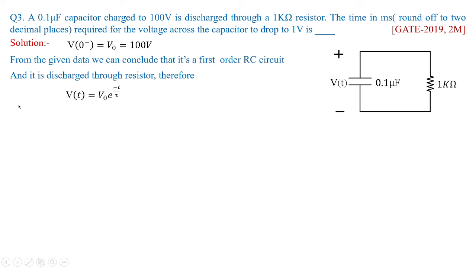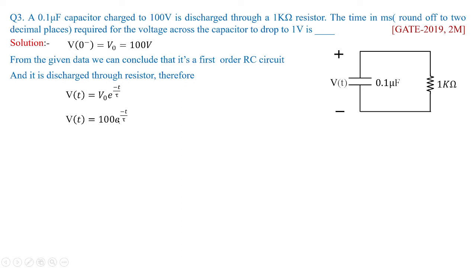Since it's a first order RC circuit, V of t equals V0 e to the power of minus t by tau. If a voltage source of some particular value was given, then the discharge current through the resistor would be given as V0 by R. Since the capacitor is charged already, this equation goes to V of t equal to V0 e to the power of minus t by tau. Small t is the time period, tau is the time constant. Now from the given data, V0 is 100 volts, right?